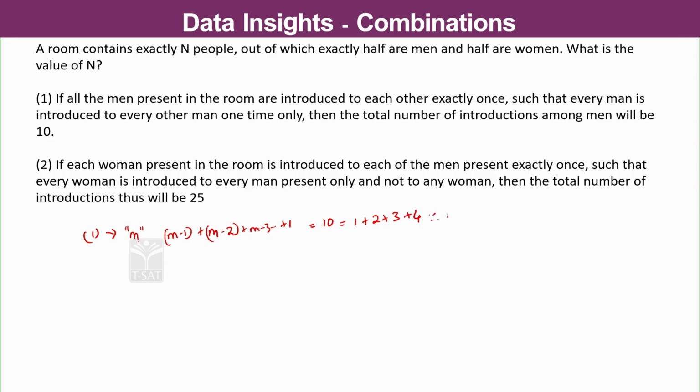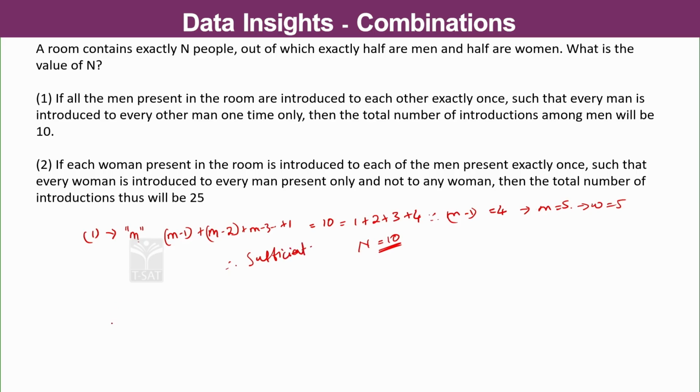Therefore, m minus 1 is equal to 4, which means that the number of men is equal to 5, and they are saying that exactly half are men and exactly half are women. So, therefore, the number of women, let us say W, will also be equal to 5, and the total, that is n, will come out as 5 plus 5, which is equal to 10. Therefore, this information is sufficient to answer the question.